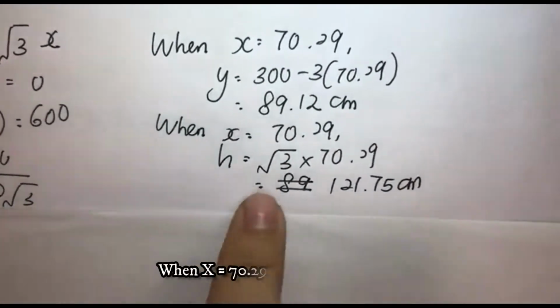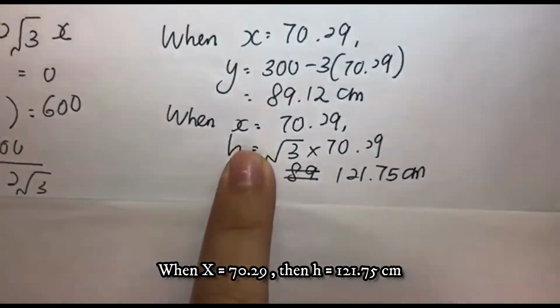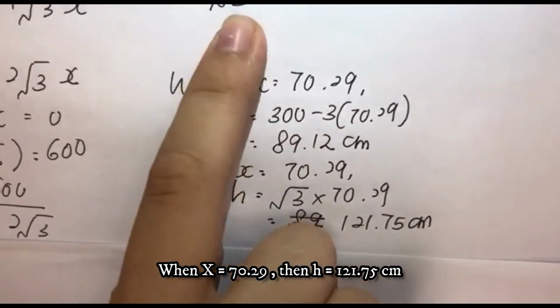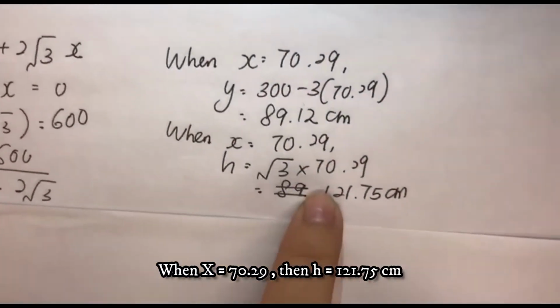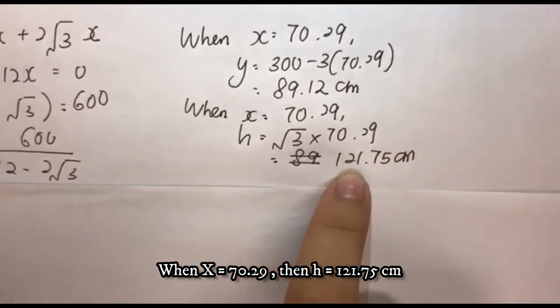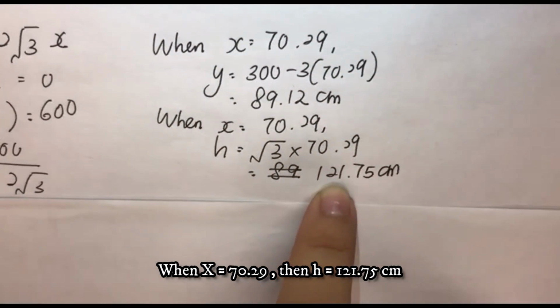Similarly for h. When you have x, you can get h. H is root 3 times 70.29, and then you get 121.75 centimeters.